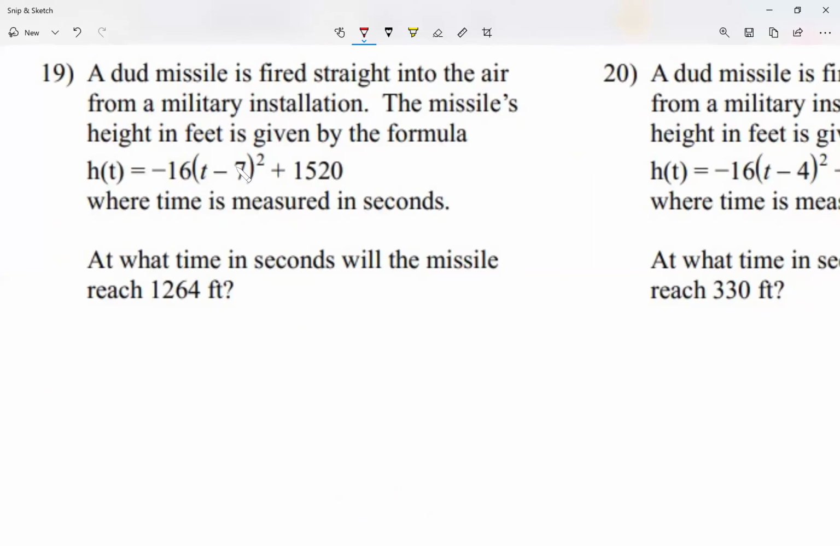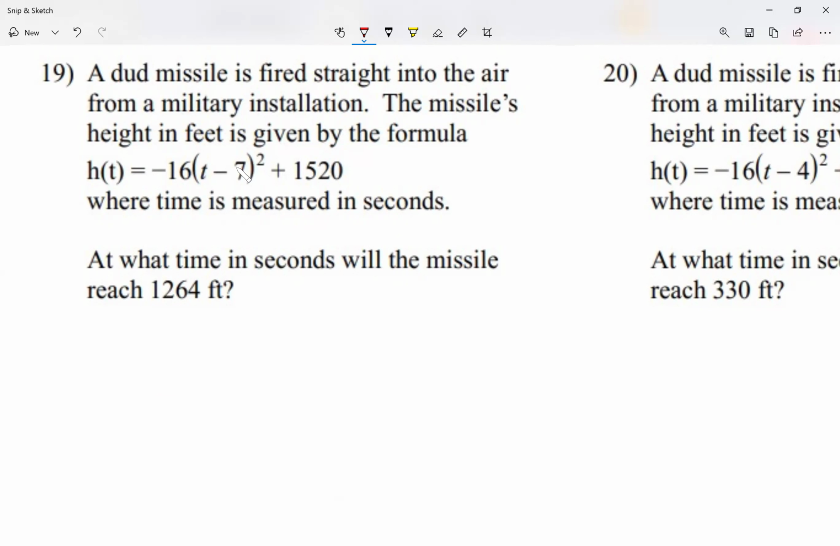There's another missile. It's fired straight into the air from a military installation. The missile's height in feet is given by the formula h of t is equal to negative 16 times (t minus 7) all squared plus 1,520, where time is measured in seconds. At what time in seconds will the missile reach 1,264 feet?